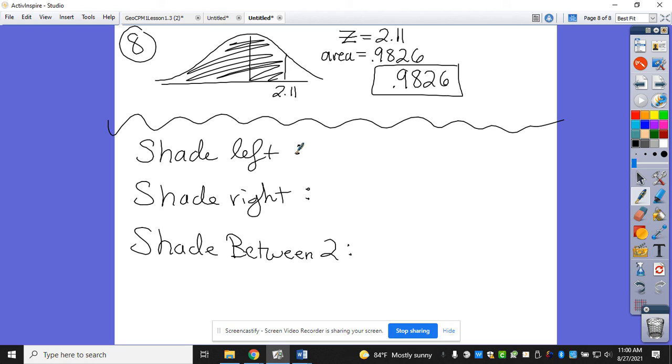So I just use that chart. If I shade left, what do I do with what the chart gave me? That's your answer. If it tells me to shade right, what do I do with the area it gave me? If it says shade between two of them, what do I do? And I always have somebody who does this. Which one has to go first?